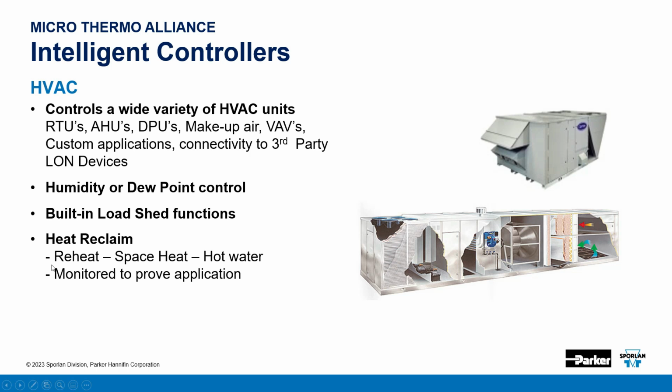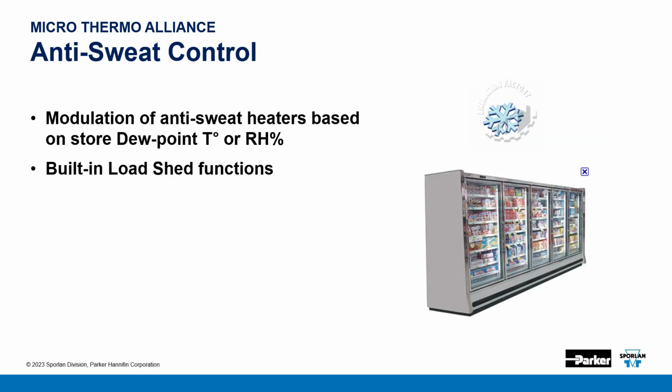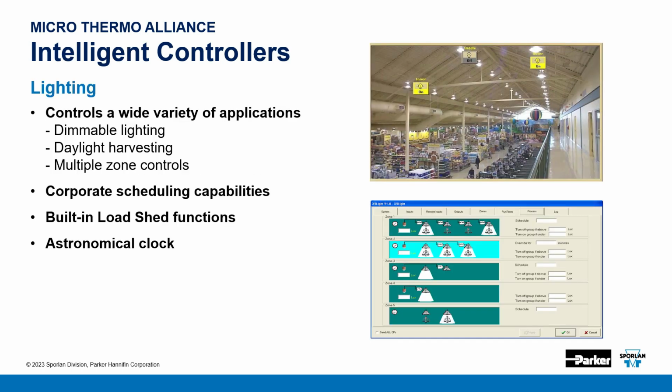And we can do heat reclaim for space heat, hot water, and we monitor it to prove its application. As far as anti-sweat is concerned, we can modulate the anti-sweat heaters based on the dew point in the store or the relative humidity to make sure that we just pulse the heat just enough to keep down any kind of frost or condensation on the doors. And again, built-in load shed functions are on board if required by the geographical location of the store.